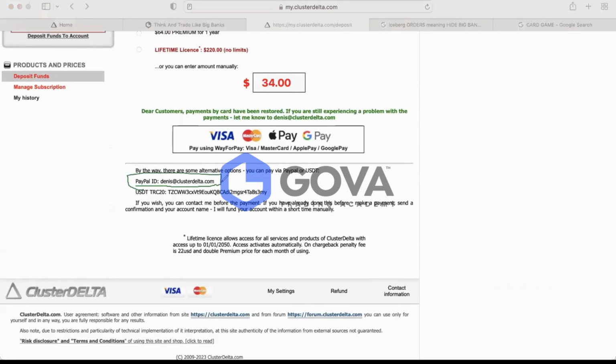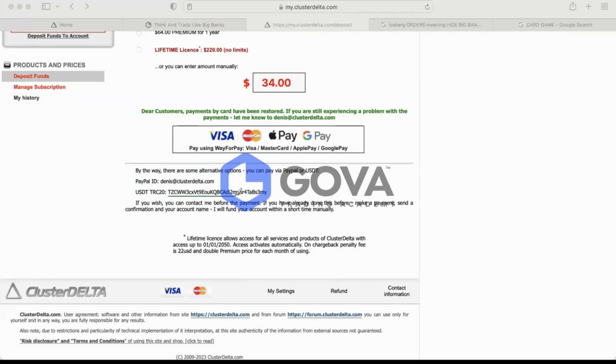You can pay with PayPal. You can also pay with USDT. Just make sure that it is a USDT TRC20. All you need is just to copy this address. This is an address of Clusterdelta, okay? This is not my address.